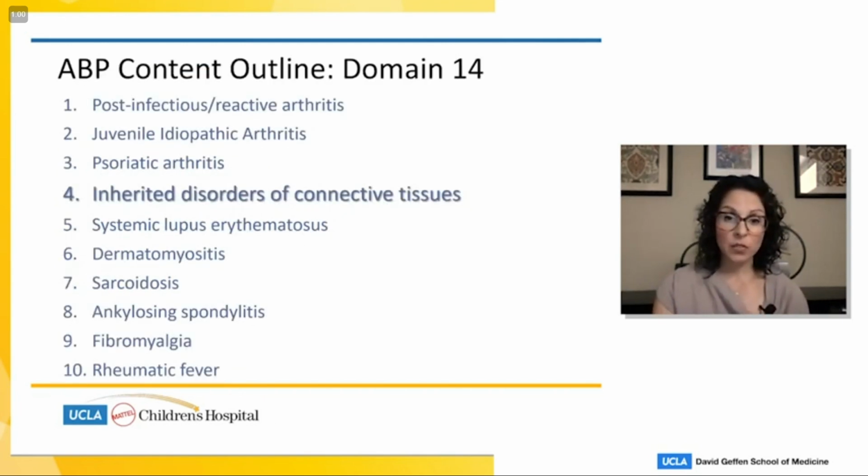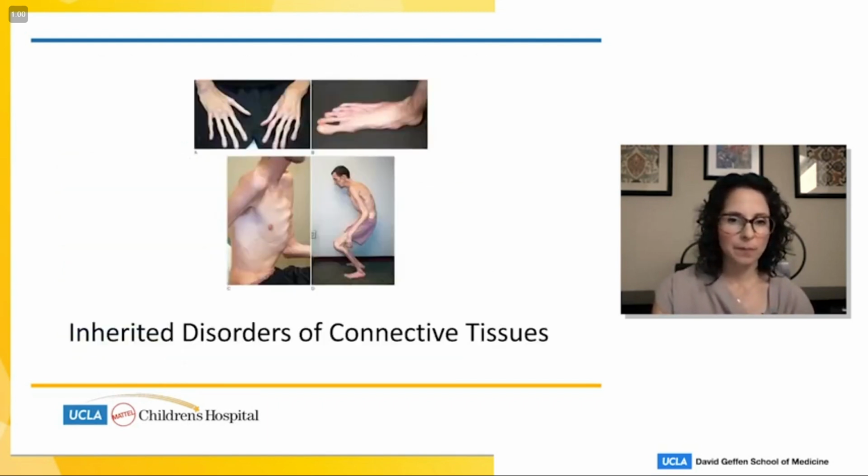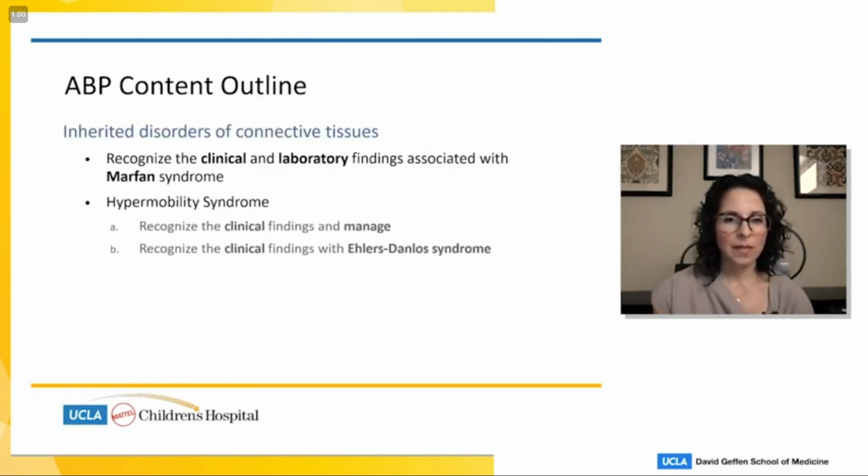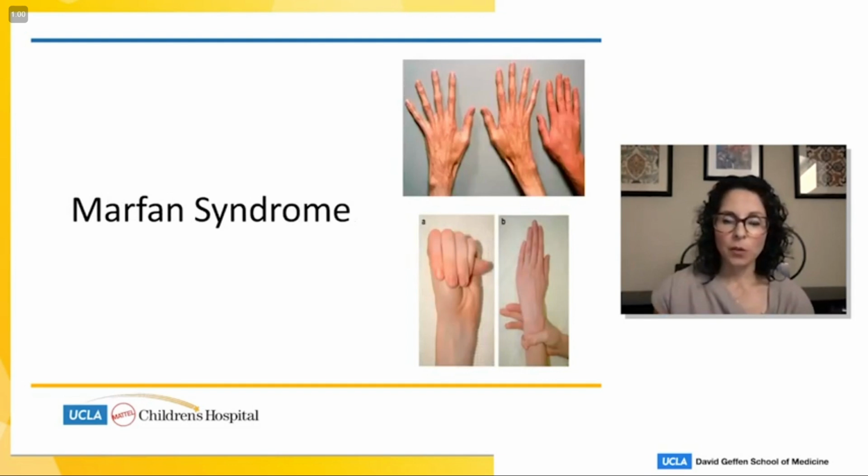Let's move on to inherited disorders of connective tissues. ABP would like you to be familiar with Marfan syndrome, clinical as well as lab findings, as well as hypermobility syndromes. So Marfan syndrome, as you can see, the arachnodactyly is evident in the top picture. Picture A demonstrates the thumb sign, as well as B, the wrist sign seen in Marfan syndrome.